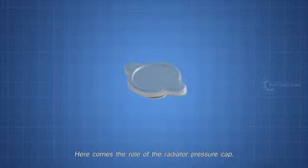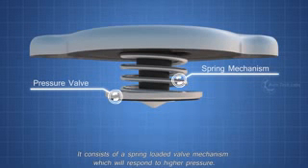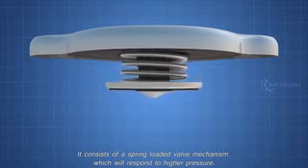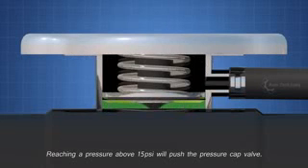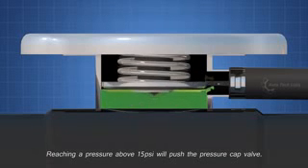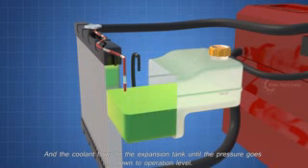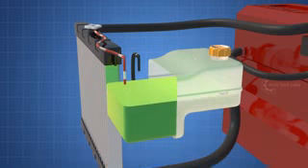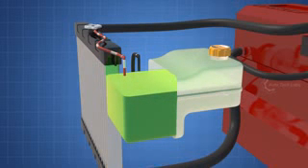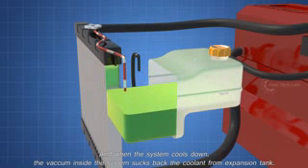Here comes the role of the radiator pressure cap. It consists of a spring-loaded valve mechanism, which will respond to higher pressure. Reaching a pressure above 15 psi will push the pressure cap valve, and the coolant flows to the expansion tank, until the pressure goes down to operating level. And when the system cools down, the vacuum inside the system sucks back the coolant from the expansion tank.